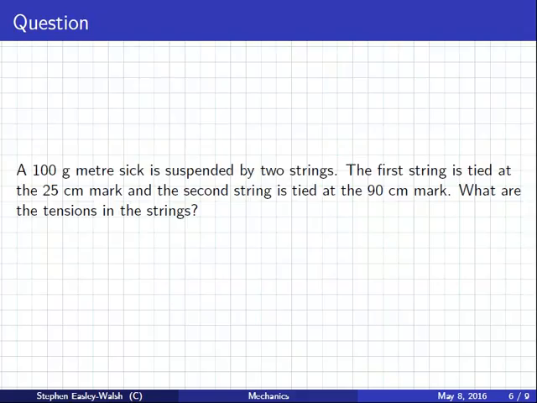What meter? A meter stick is 1 meter. Sorry, it should be a 1 meter stick, not a stick. Yeah, a 1 meter stick. And the first string is at 25 centimeters, and the second string is at 90 centimeters. I want you to draw this. So, draw, please. Yeah, that's it, like this.